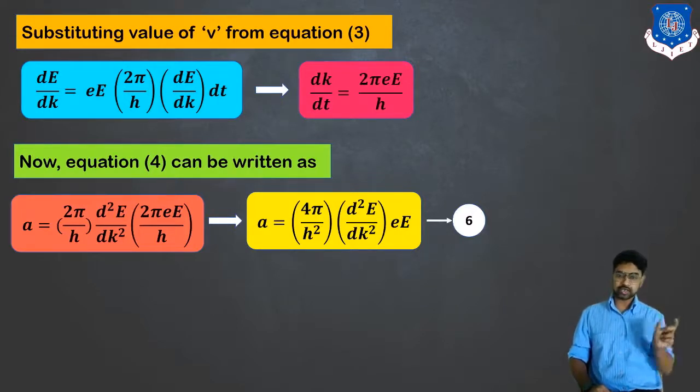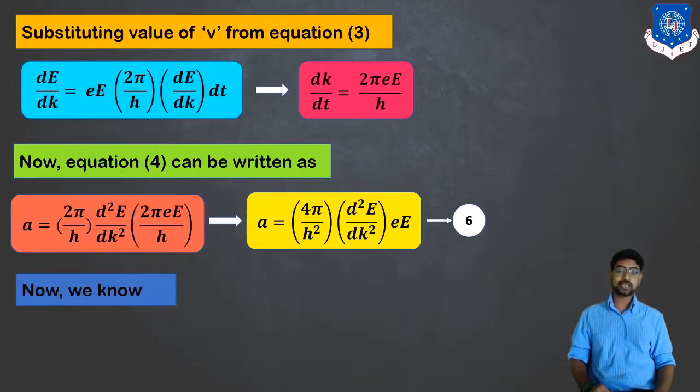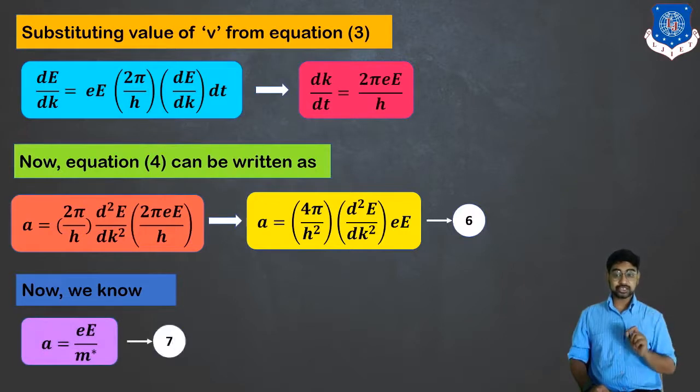Okay, so now we are taking all the constant terms outside, so 2π is taken out in the bracket. Okay, so the final equation will be 4π²/h² into (d²E/dk²) into eE. That is the sixth equation we are getting. Okay, now we know that acceleration is equal to eE upon m star. See, this is from the starting that we have done. F equals to eE is equal to ma. Okay, from that we need acceleration.